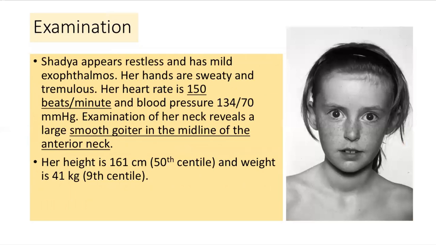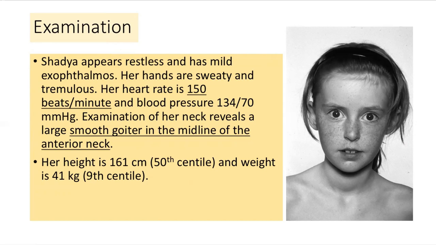By examination, Shadia appears restless، مش قاعدة كده على بعضها، with mild exophthalmos، يعني عينيها باظة لبره. Her hands are sweaty and tremulous، ايديها عرقانة وبتترعش. Her heart rate is 150 beats per minute، عالي شوية. And blood pressure is 134/70 millimeters mercury.